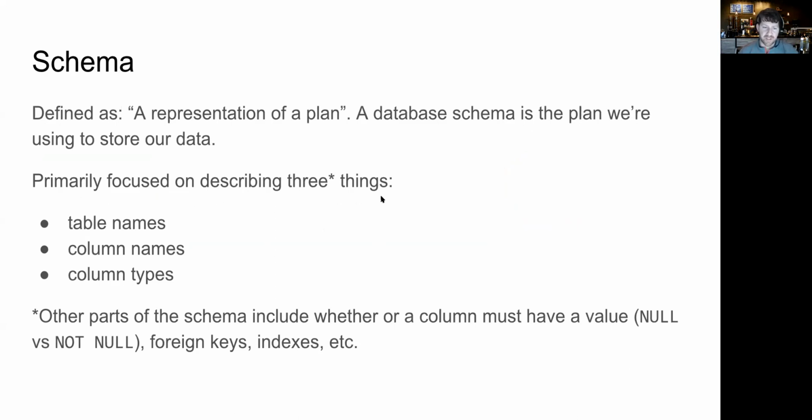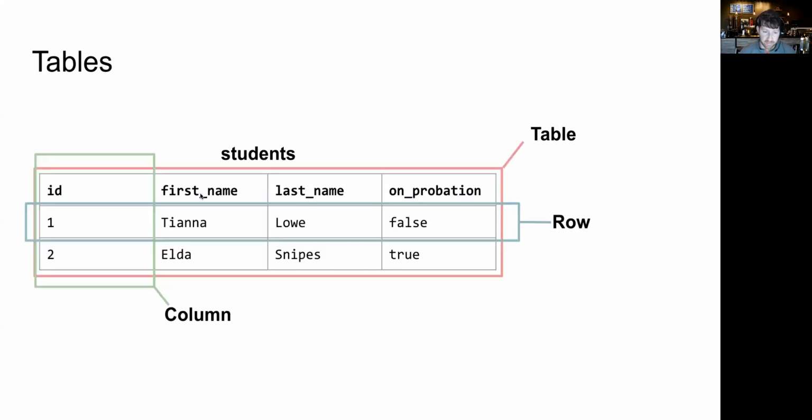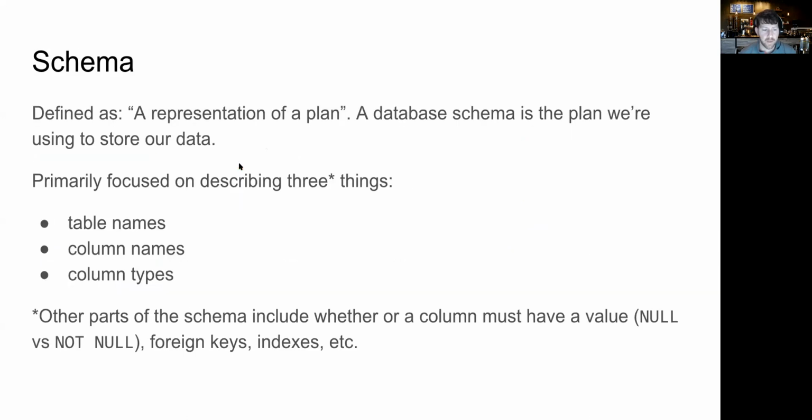So again, the schema is primarily focused on describing three things: table names, column names, and column types. For example, the column name is first name and the column type would be a text field or an integer field, and then also the name of the table, which is students. Other parts of the schema include whether or not a column must have a value, so null versus not null, foreign keys, indexes, etc. We'll get to that in later lectures.